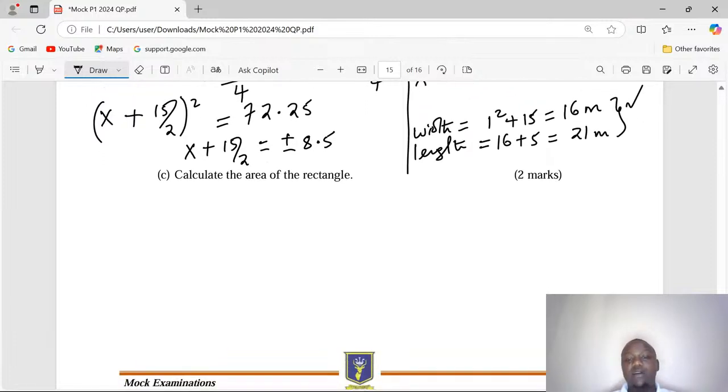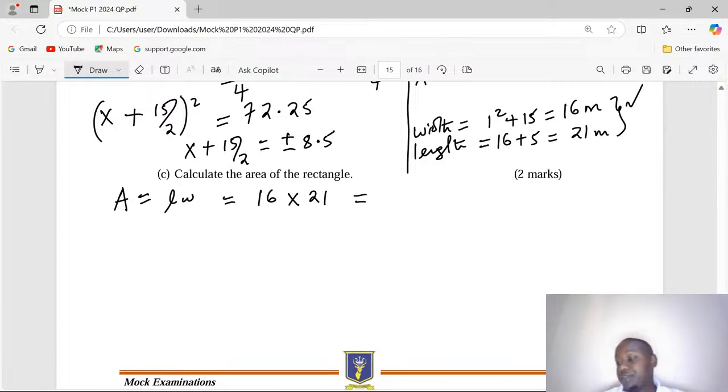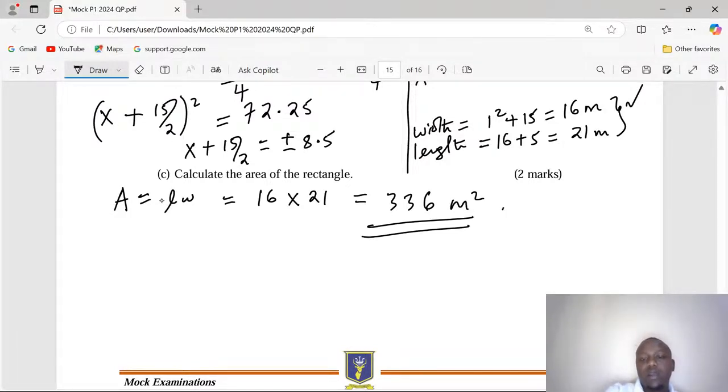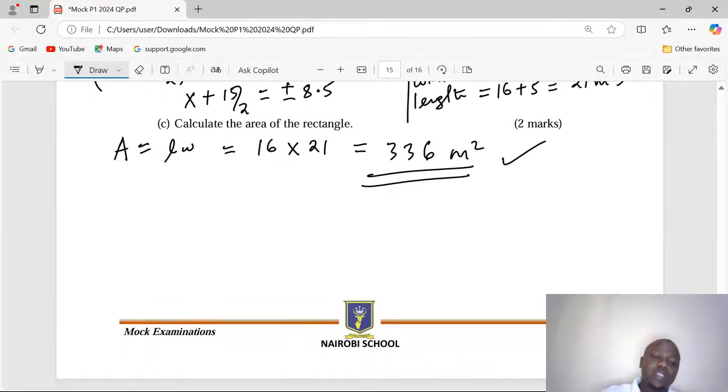Calculate the area of the rectangle. Area now means length times width. So 16 and 21 multiplied are supposed to give us 336 square meters.